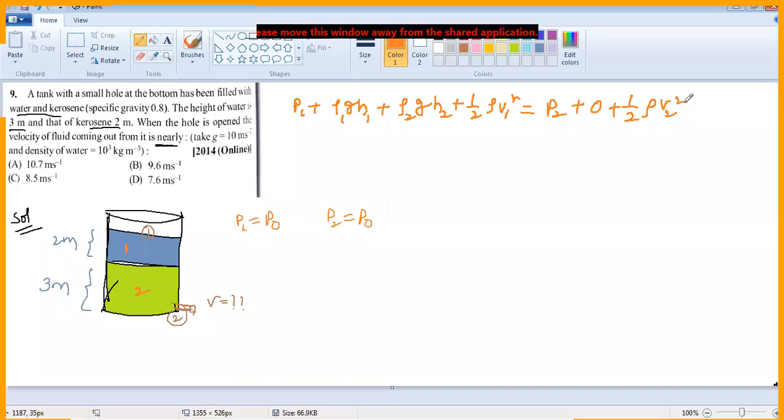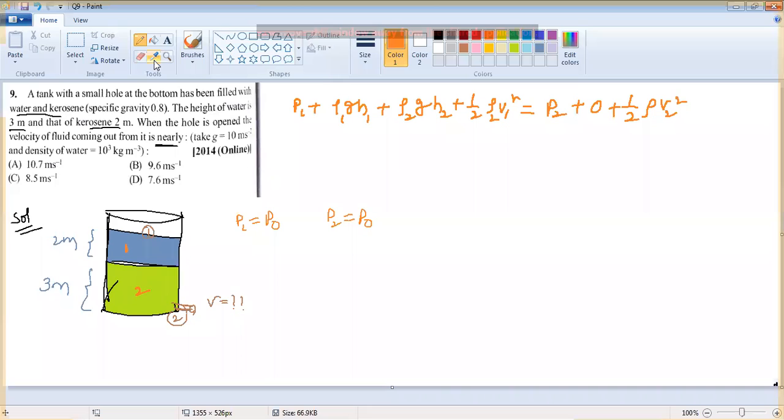So here is a very important point. Which liquid is coming out downward? That is the important point. We have to take the density of that liquid only. This is rho 2, because the second liquid is coming out at this instant.